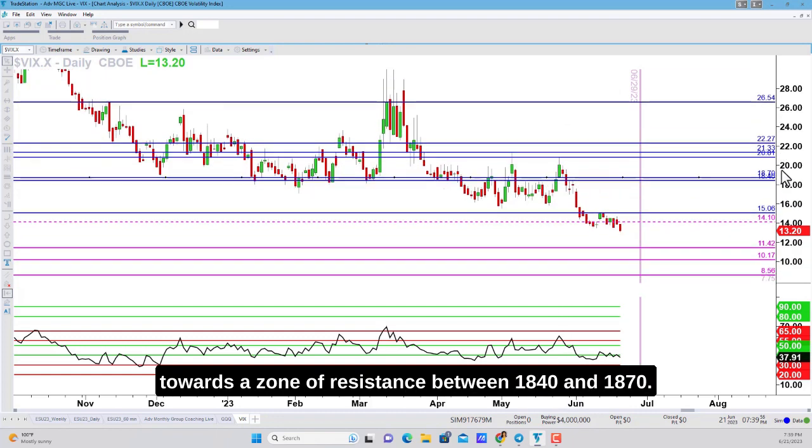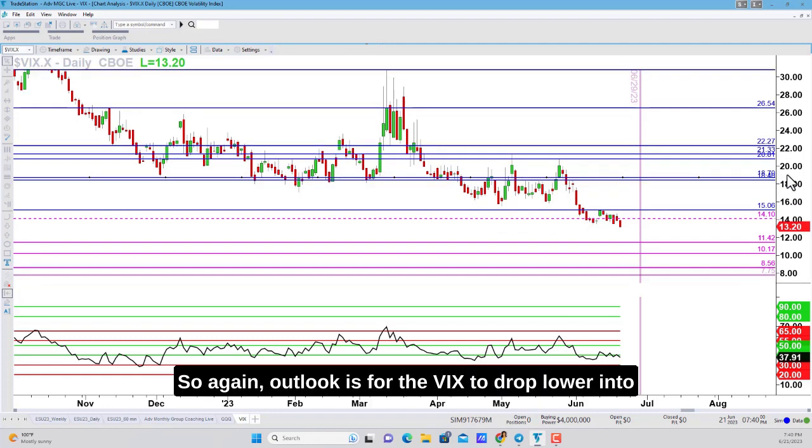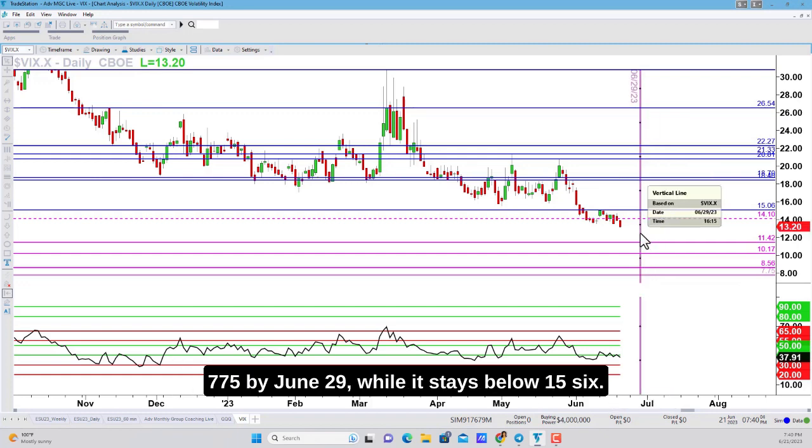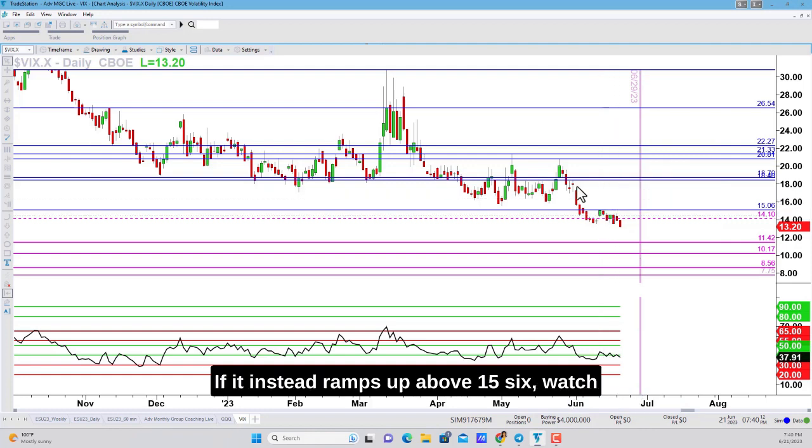between 18.40 and 18.70. So again, outlook is for the VIX to drop lower into 7.75 by June 29th, while it stays below 15.06. If it instead ramps up above 15.06, watch out for that mid 18 to 19 range.